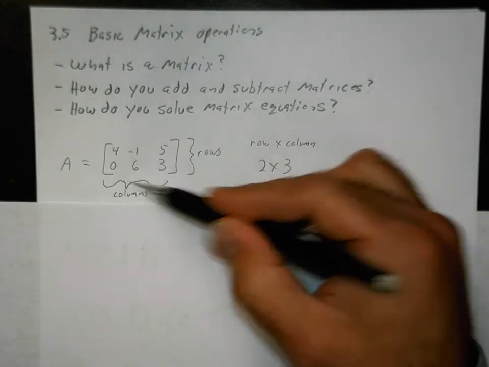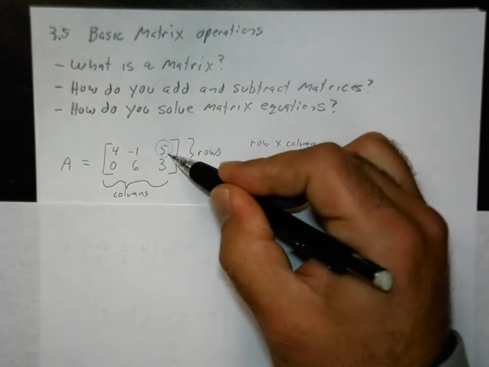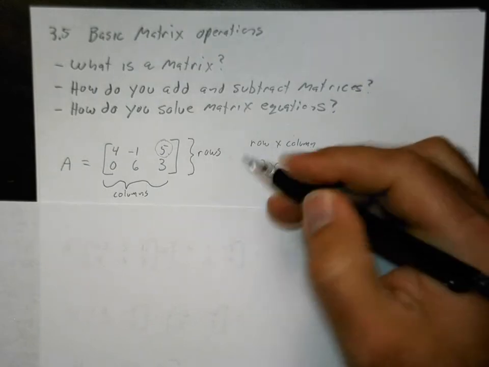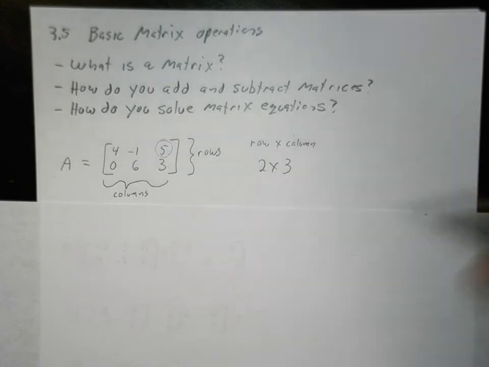Each number inside the matrix is an element. So if I look at this number 5 here, that's the element in row 1, column 3. The element in row 1, column 3 is 5. Okay, so that's just what a matrix is.